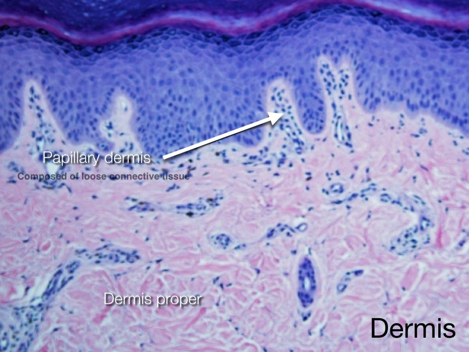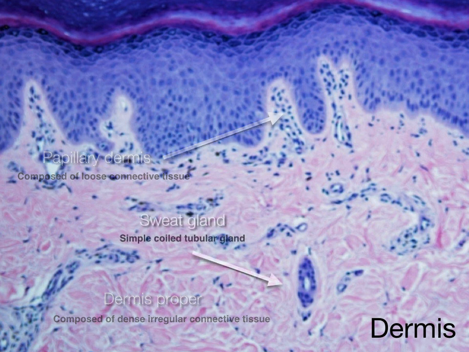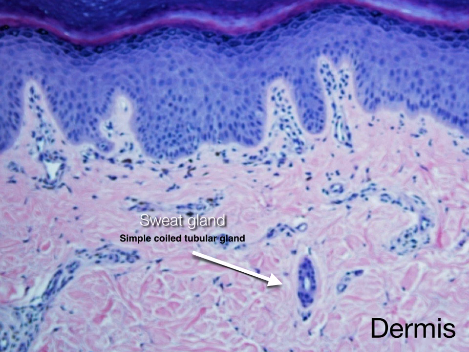The dermis is divided into 2 layers. The superficial finger-like projection is known as the papillary dermis, whereas most of the dermis is known as the dermis proper, or the reticular layer. The papillary dermis is composed of loose connective tissue. On the other hand, dermis proper, or reticular layer, is composed of dense, irregular connective tissue. On the dermis of the thick skin, you may find sweat glands, which morphologically is a simple coiled tubular gland.